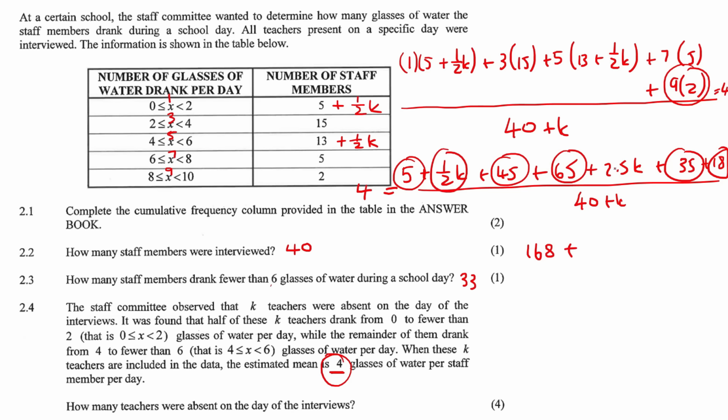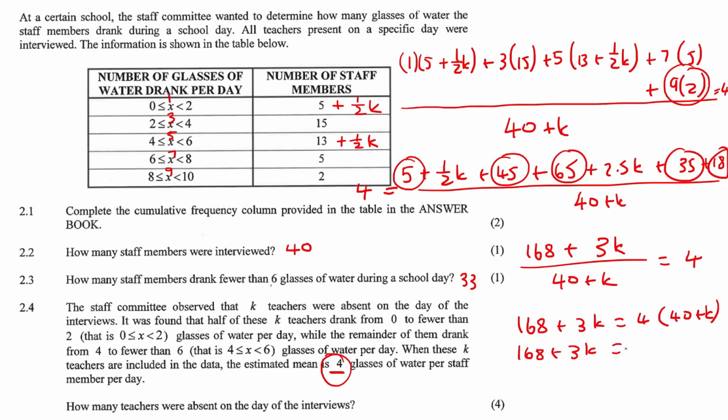And then if you add these together, that'll give you 3k. And then over 40 plus k, and that's all equal to 4. I'm going to cross multiply now, so we end up with that. I'm then going to multiply the 4 in. Okay, now I'm going to take the k over to the other side. So it'll end up being 4 minus 3, which is just k. And then I'm going to take the 160 over to the left. And so k must be 8.